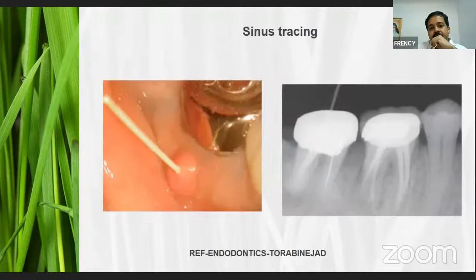Then sinus tracing with GP point. Sometimes if a sinus opening comes with a multi-unit bridge or a multiple root canal treated tooth, you can use sinus tracing. It will point towards the problematic tooth. It is a very helpful tip. You can insert a 25 or 30 size GP into the sinus and take a radiograph. It will point towards the focus of infection.